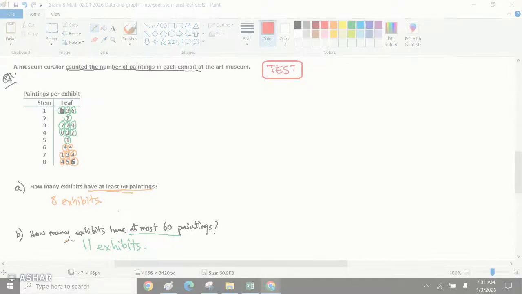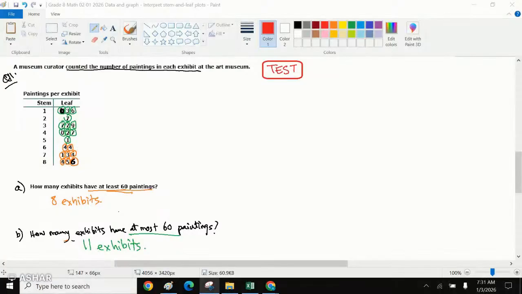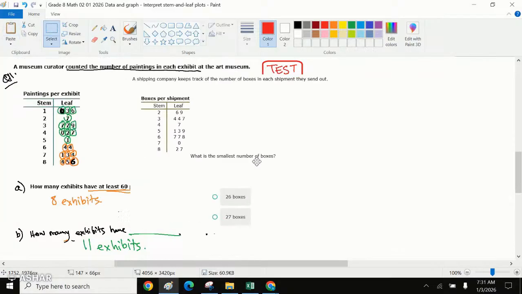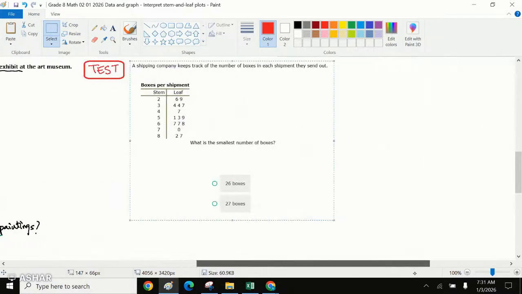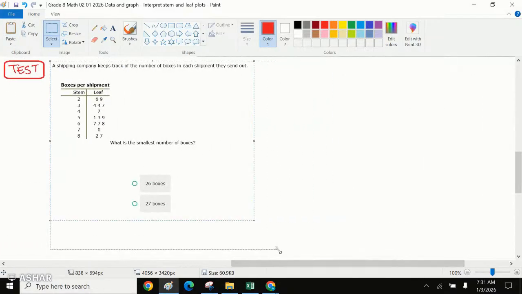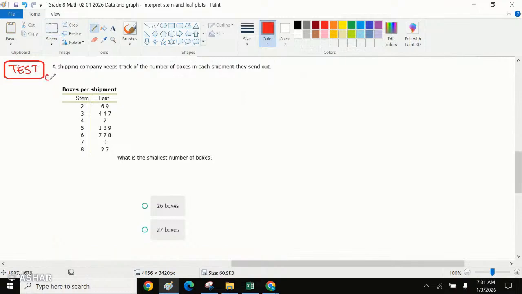A shipping company keeps track of the number of boxes sent in each shipment. Okay, so let's put down this question over here. This is our question number 1 from the test. Okay, what is the smallest number of boxes per shipment? So we have two options. I'll give you some time to study.